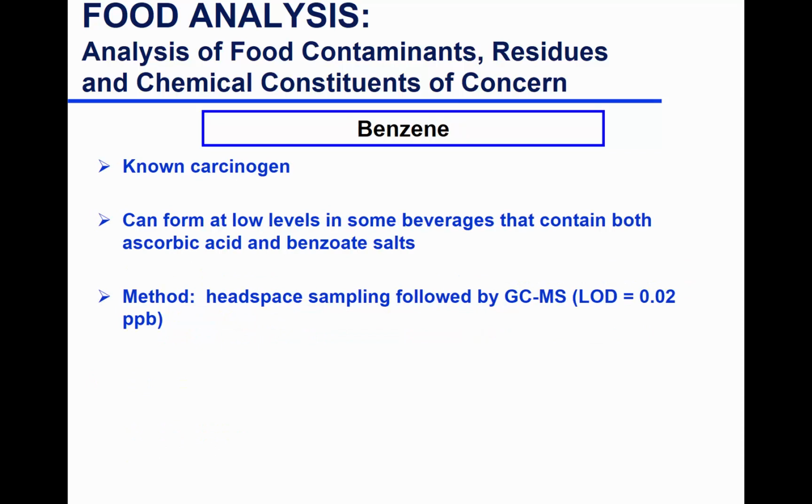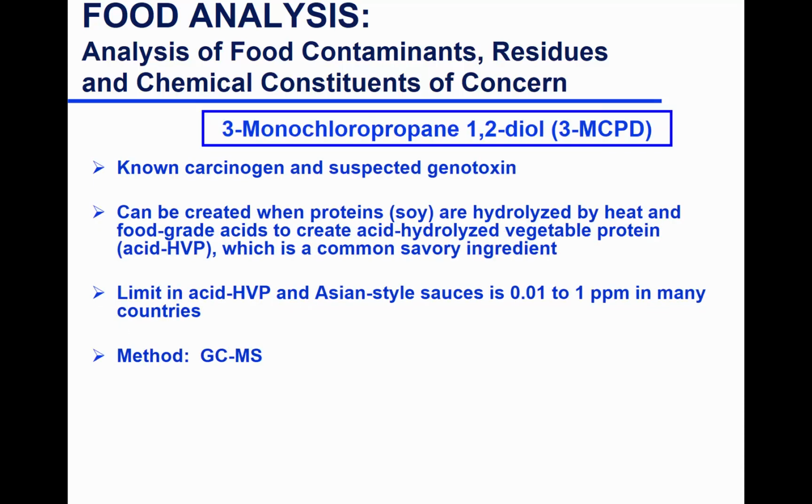Benzene is produced in beverages when we have ascorbic acid and benzoate salt. So upon pasteurization of these beverages, benzene can be formed, and it is a carcinogen. And it is volatile, so also a headspace GCMS method can be used.